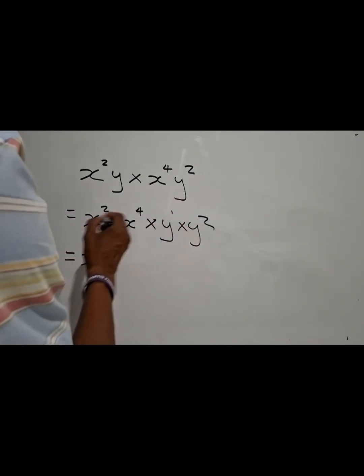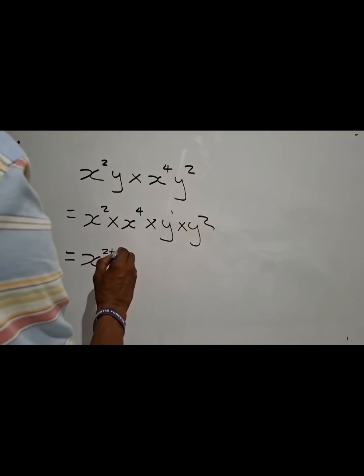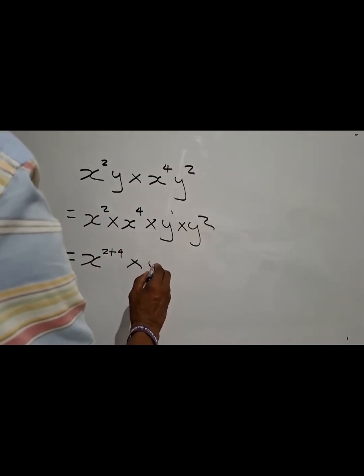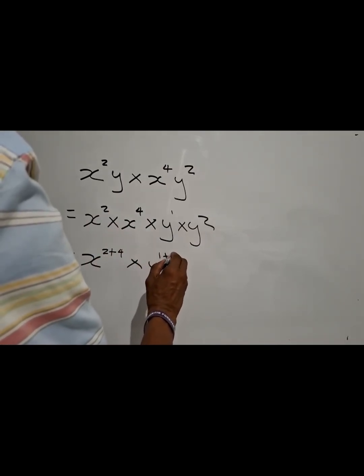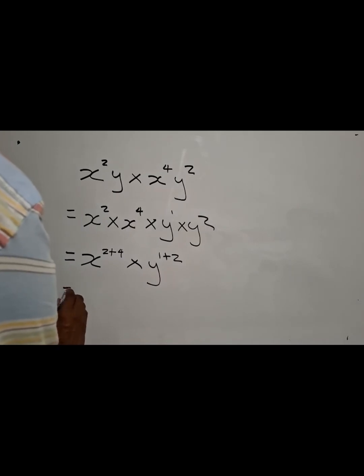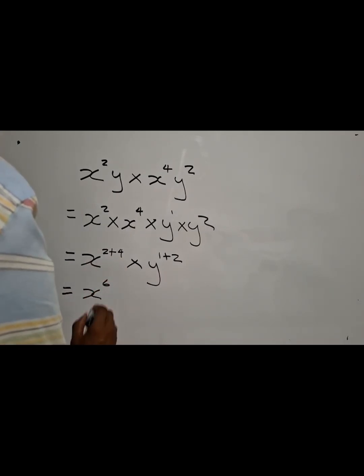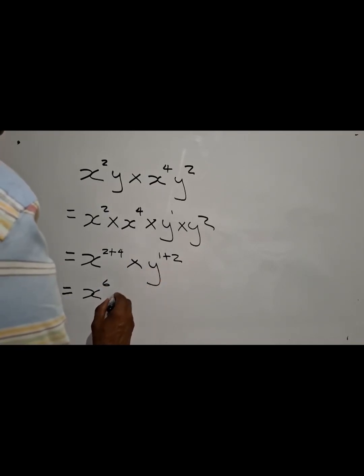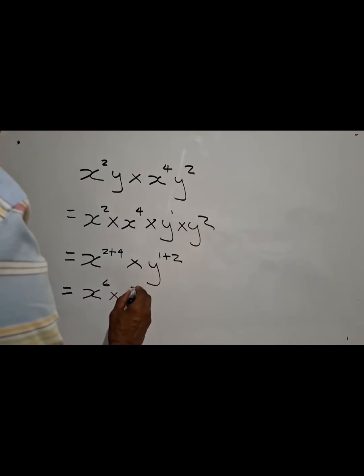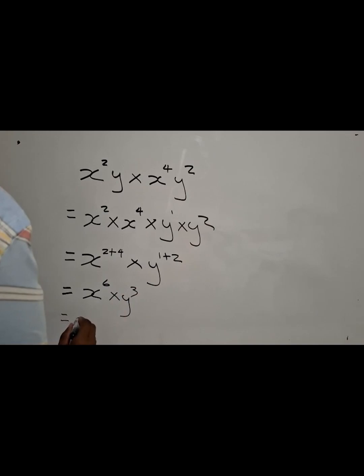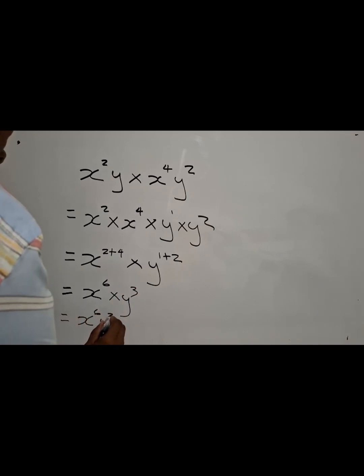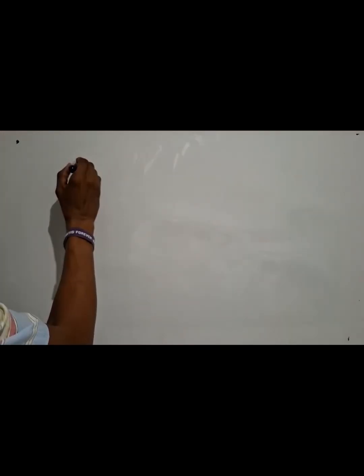So this is equal to x raised to the power of 2 plus 4 times y raised to the power of 1 plus 2. Remember, once we're multiplying numbers or letters that are the same, we just add the powers. That's the laws of indices. So it's x raised to the power 6 times y raised to the power 3, which is the same thing as x to the 6 y cubed.